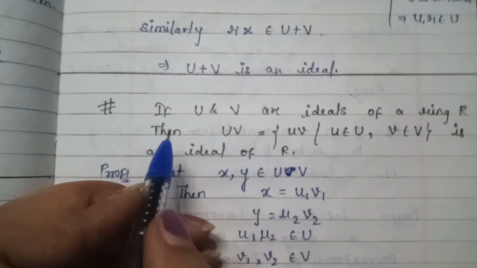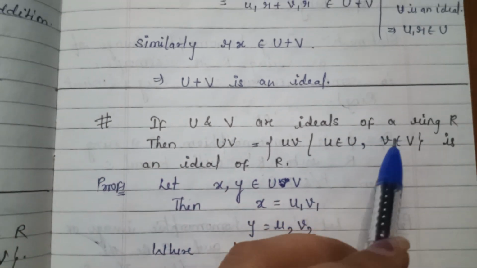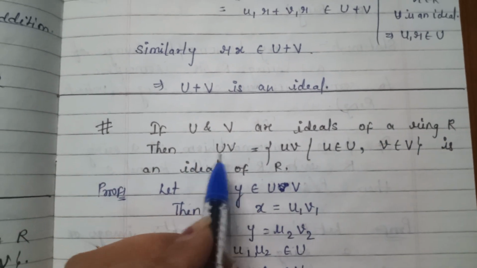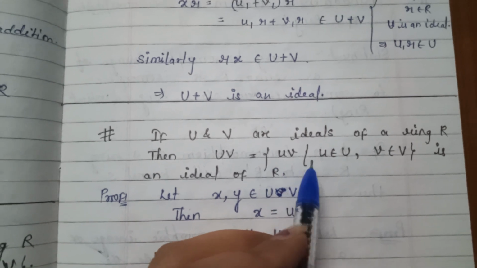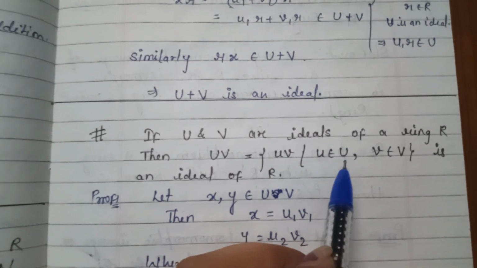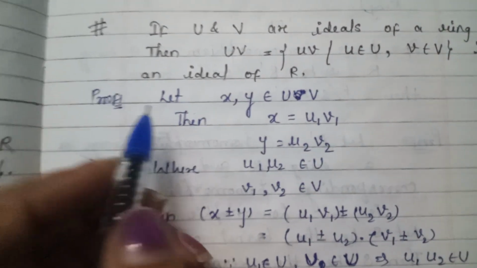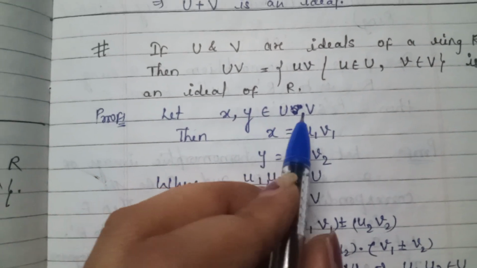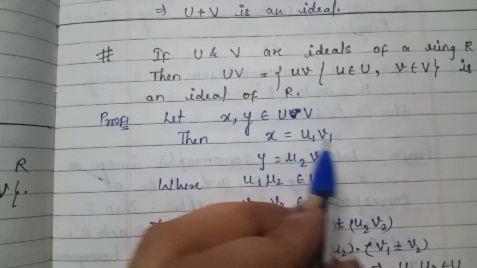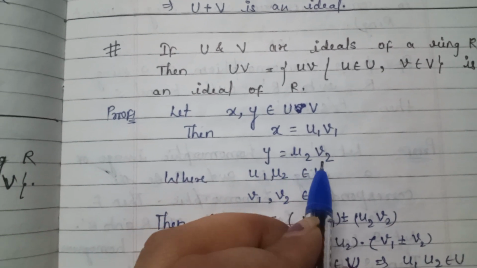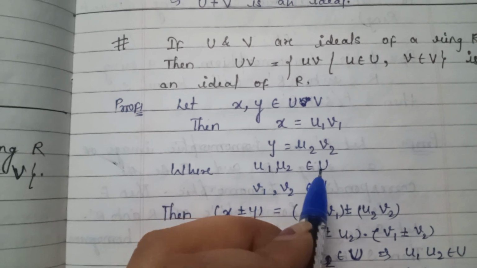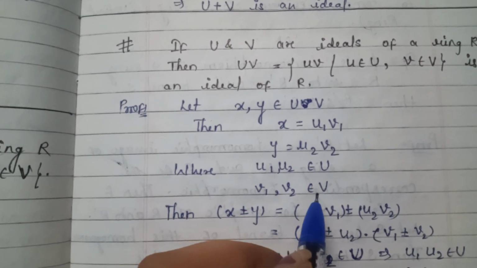Now there is another theorem. If U and V are ideals of a ring R, then UV is equal to small u small v, such that u belongs to U and v belongs to V, is an ideal of R. इसका प्रूफ है, let x, y belongs to UV, then x is equal to u1 v1 and y is equal to u2 v2, where u1, u2 belongs to U and v1, v2 belongs to V.